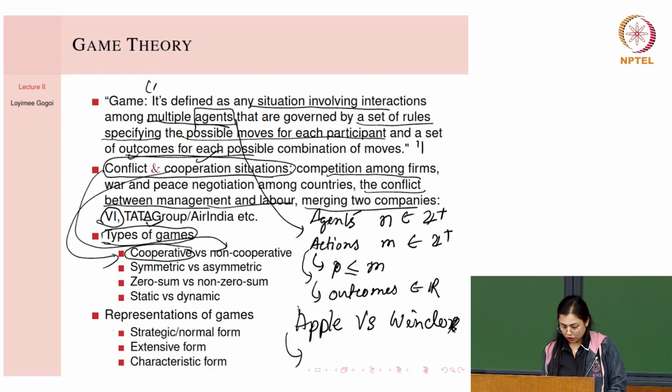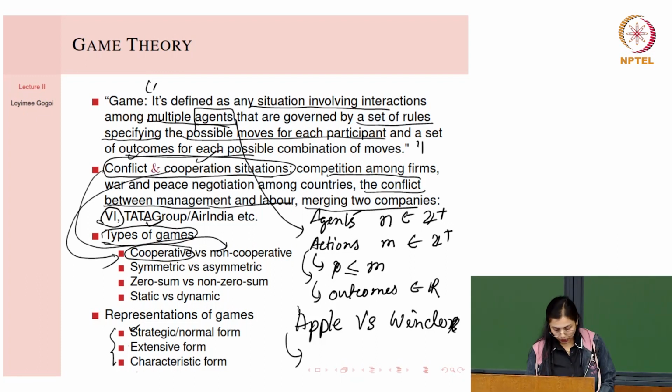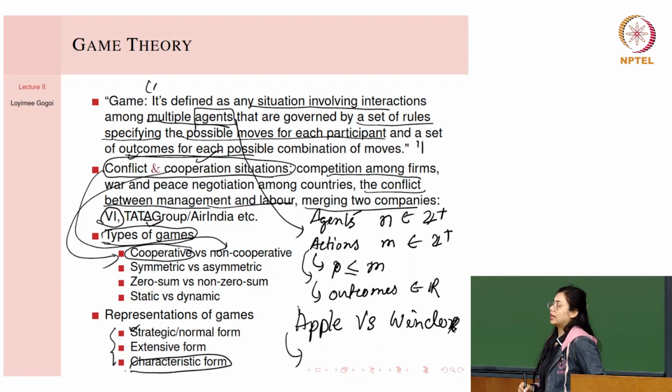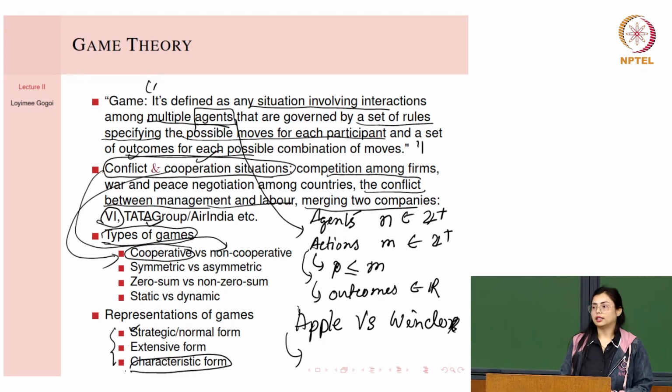And so these are three representative forms of games: strategic, extensive and characteristic. The first two are used for non-cooperative games, and we usually use the characteristic function form to define a cooperative game. Sorry. Any questions?